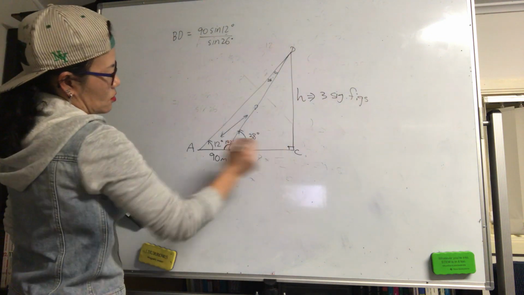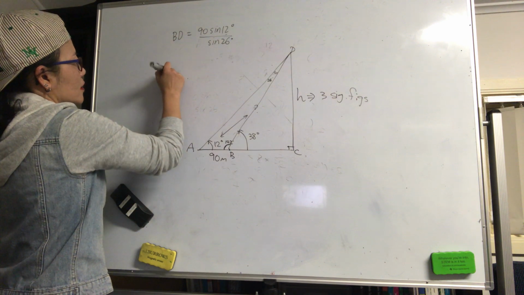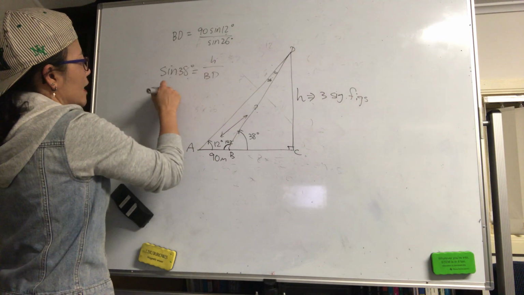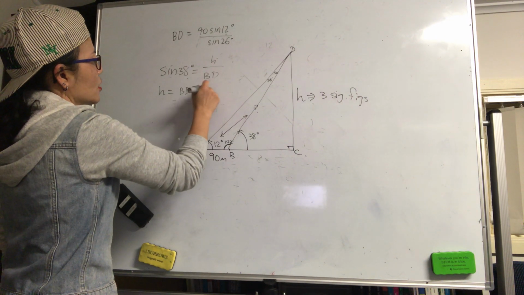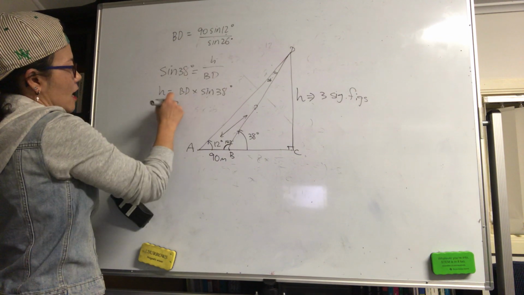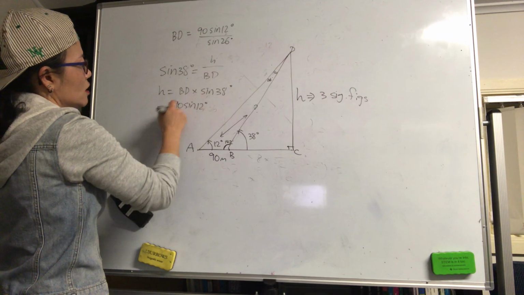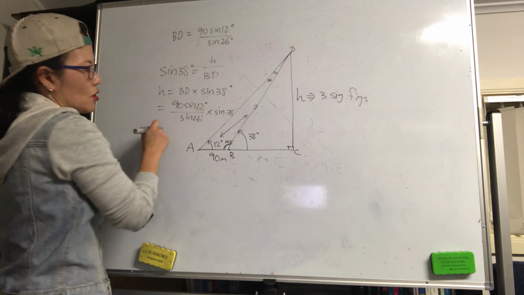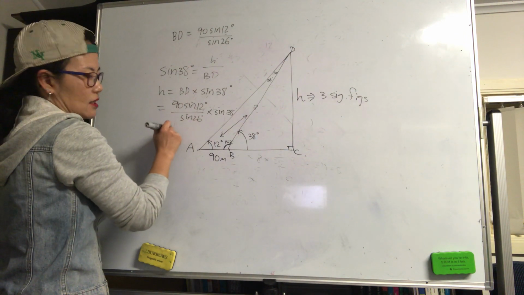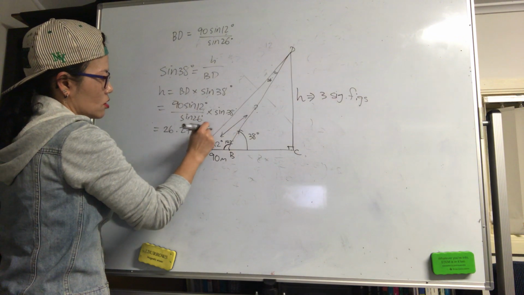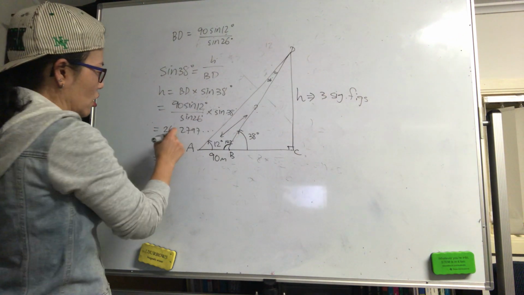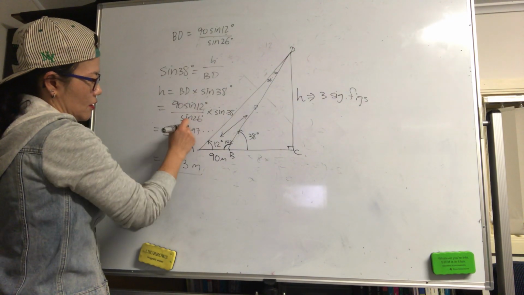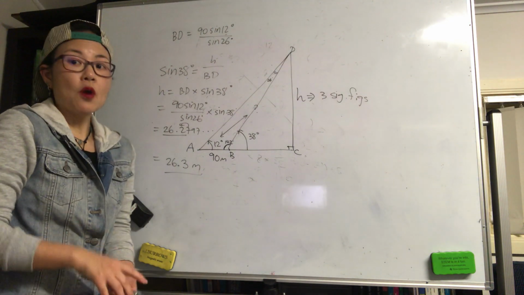So it would be sine 38 degrees equals H over BD. So H equals BD times sine 38 degrees. BD I have from the previous question, 90 sine 12 over sine 26 and times sine 38, and put all that in your calculator. You will get something like 26.2797 and it says 3 significant figures, guys. So 3 numbers, 26 point, not 2, 3 meters, because that rounded up. So the answer is 26.3. Well done, guys.